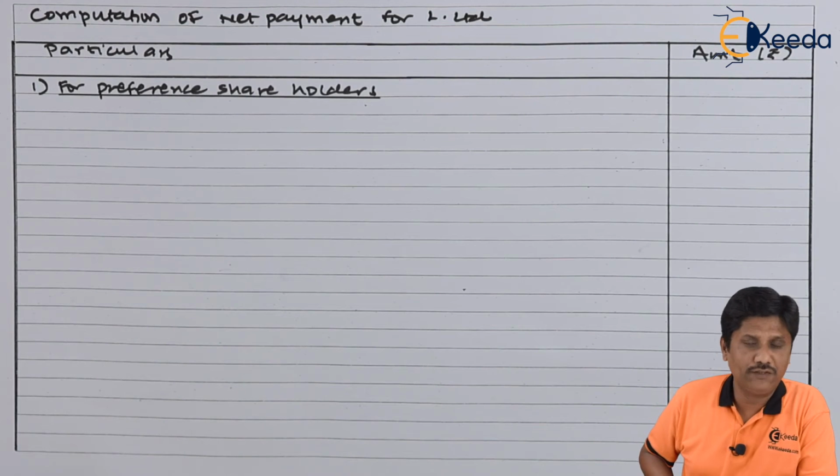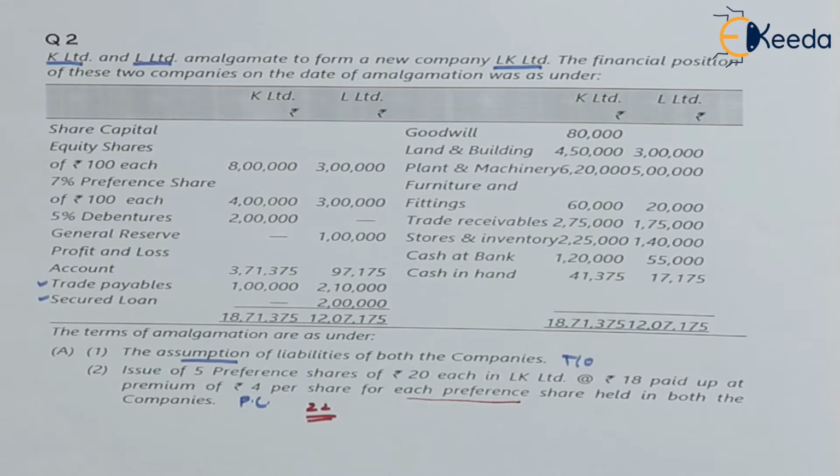For preference shareholders, as we have already read, they get the preference shares in LK Limited. Friends, you can notice they gave you 5 preference shares for 1 share held in both the companies. So if you have 1 share, you will get 5 new shares. Same way, calculation will be done as we have done in case of K Limited. So let us write down.